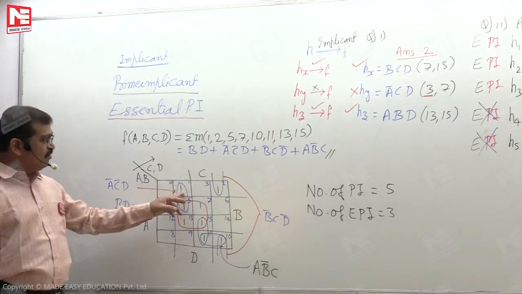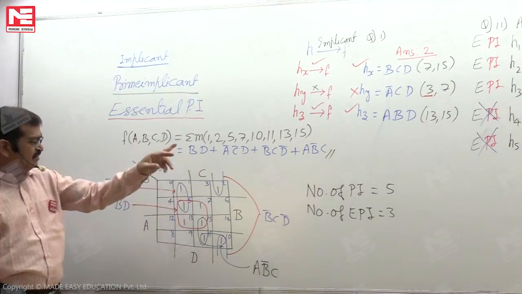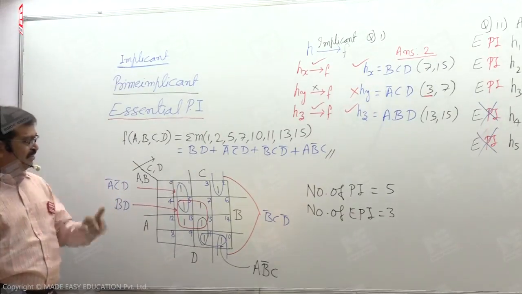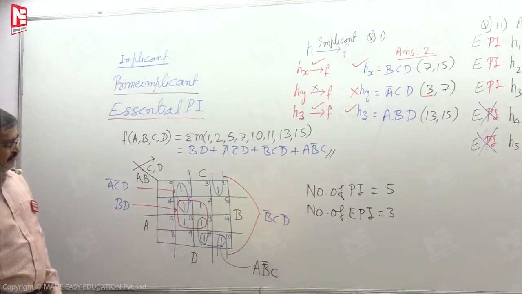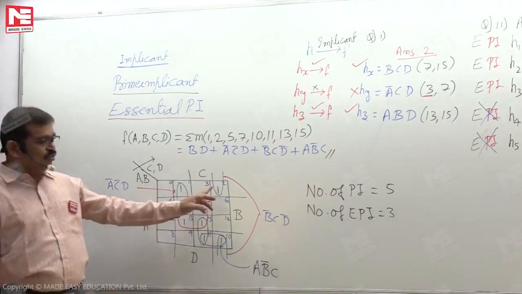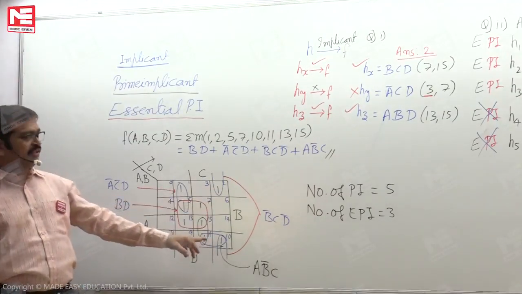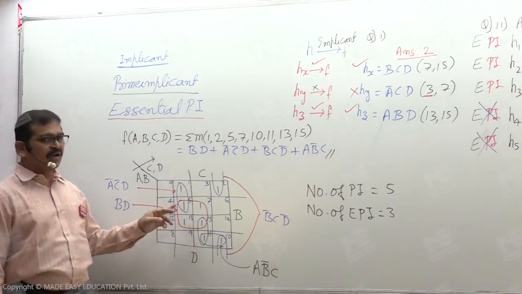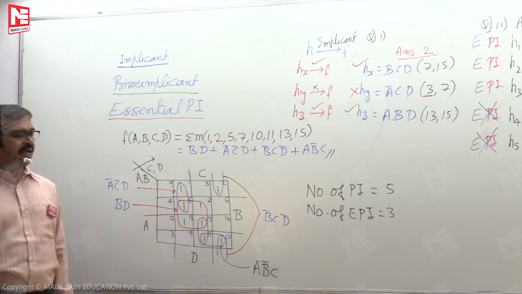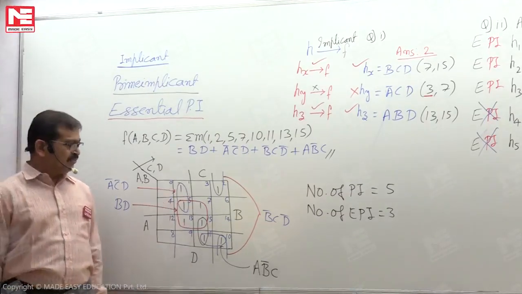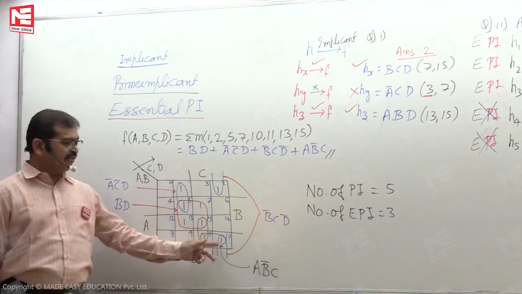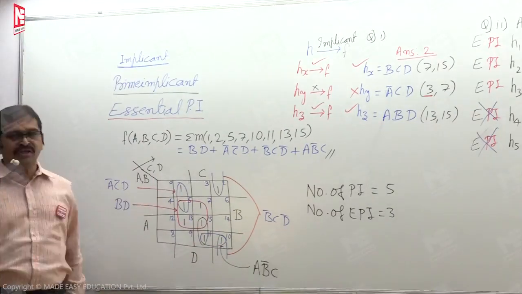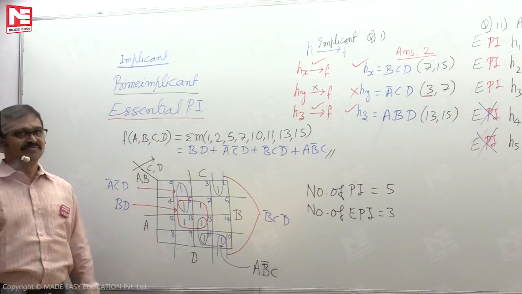Through cell 1 no overlapping, it is the reason why it was an EPI if you look at H2. And if you look at H3, through cell 2 no overlapping, it is the reason why it is an EPI. And if you look at H1, through cells 7 and 13 no overlapping, it is the reason why it is an EPI. But if you look at H4 and H5, there is overlapping in 10, 11 as well as 11, 15, so H4 and H5 are not EPIs.